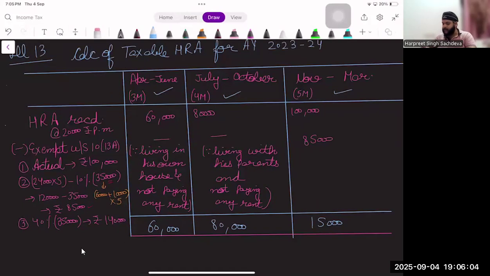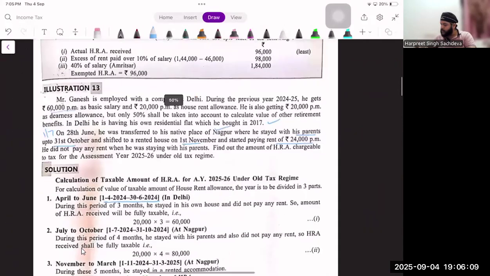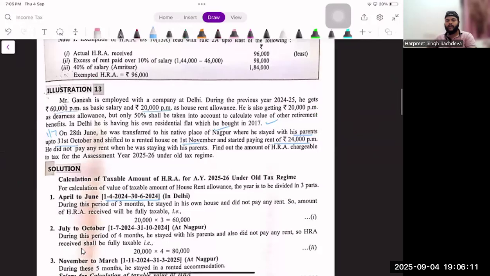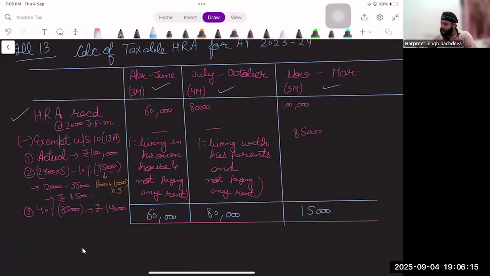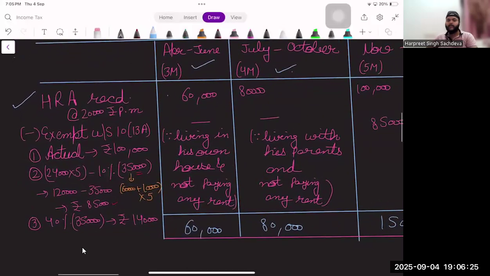What's the HRA received in all the cases? HRA received is 20,000 per month. In all the cases, the whole year HRA remained the same. Means 20,000 into 3 months, 60,000. 20,000 into 4 months, 80,000. 20,000 into 5 months, 1 lakh. HRA received is done. Then we know exempt under section 10(13A), we know 3 points: actual, then rent paid minus 10% of salary, and then 40% or 50% of salary. We have written 3 rules.